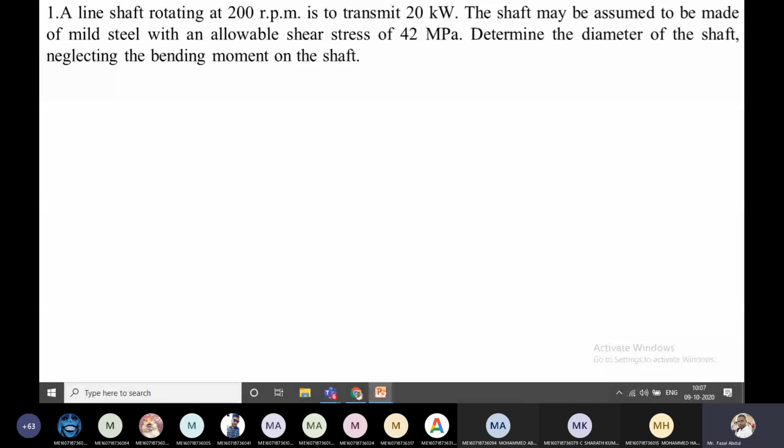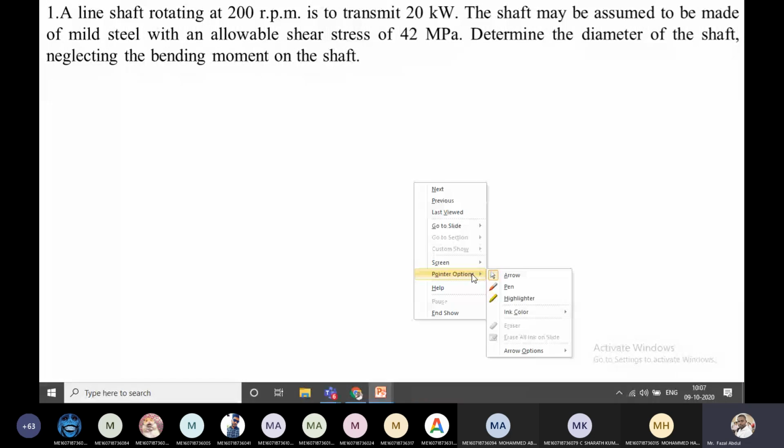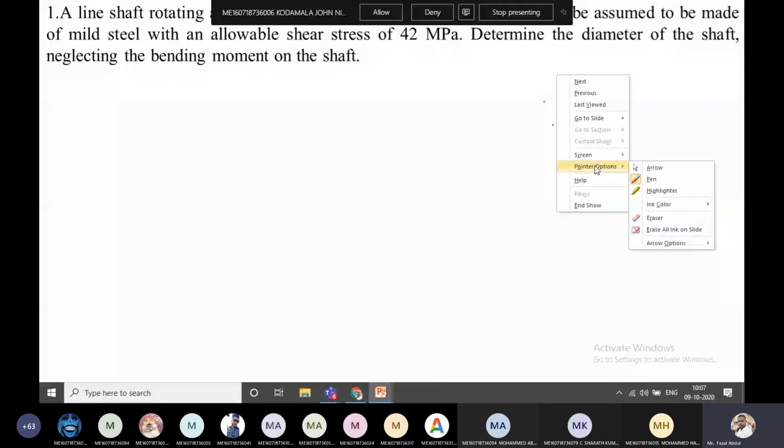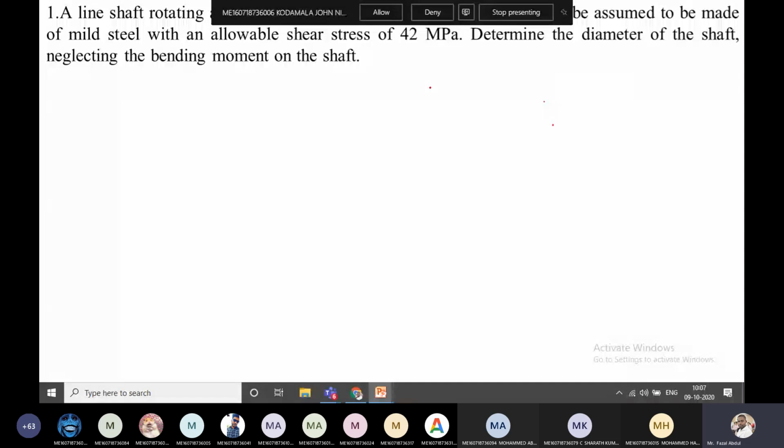So first, I am starting the problem. Here, a line shaft is rotating at 200 RPM and transmitting 20 kilowatts, and the shaft is assumed to be made of mild steel.